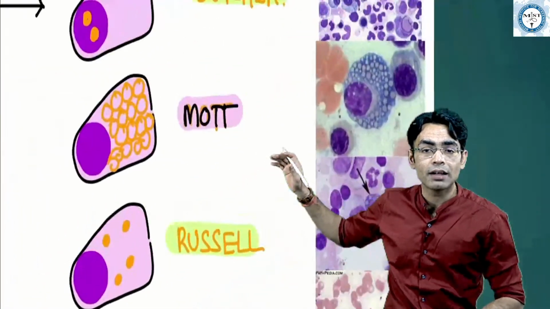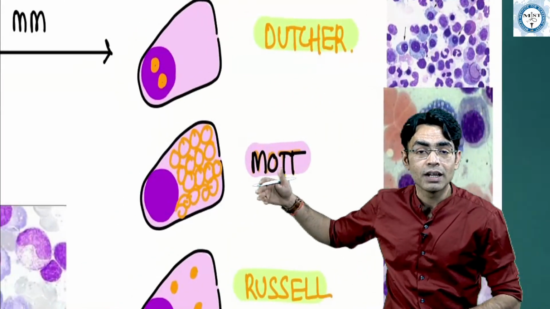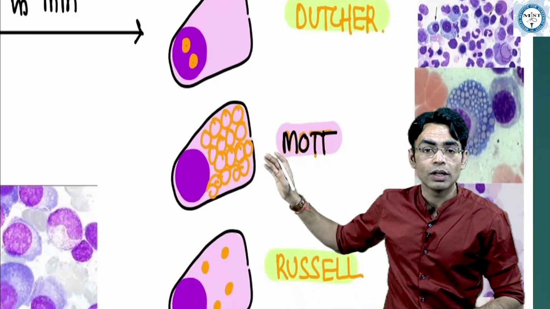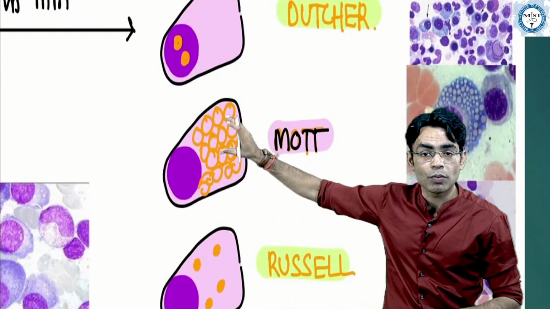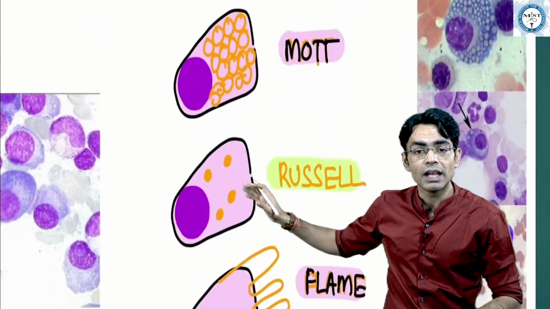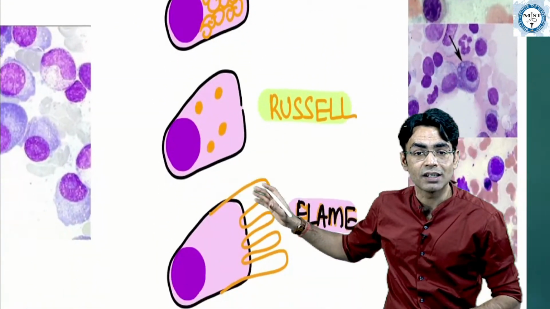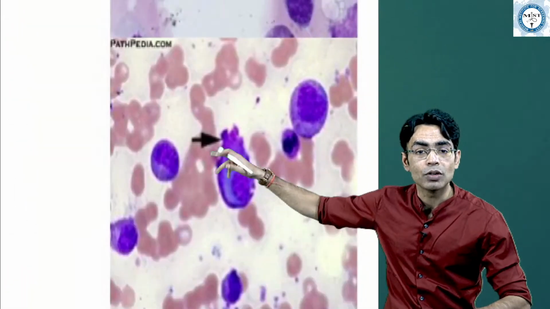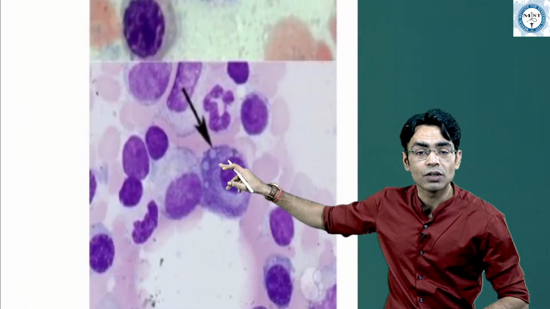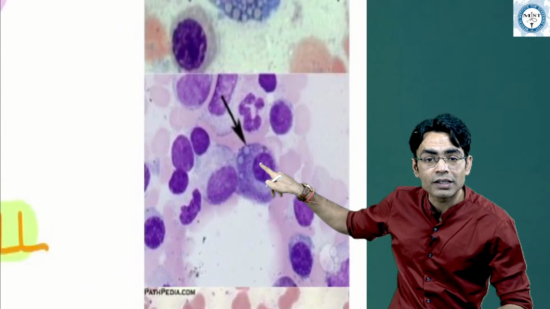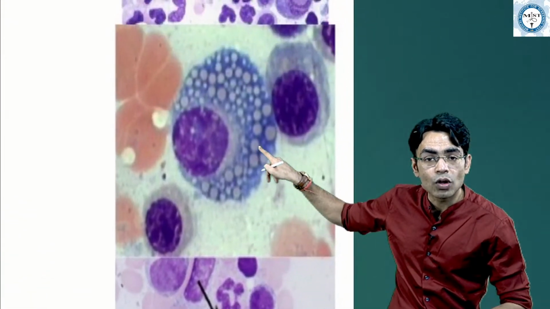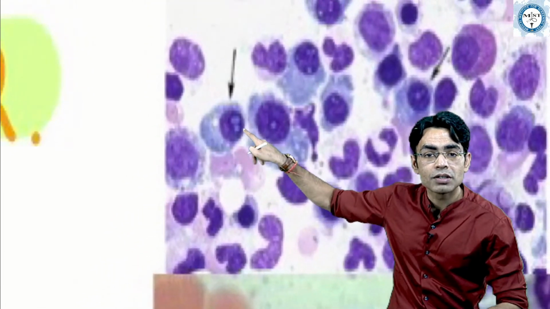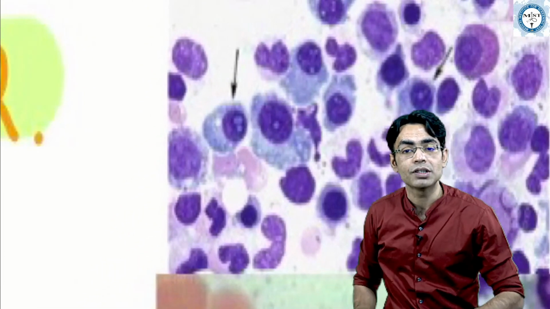Okay, and this M protein which is getting higher, if it is getting deposited in the nucleus, then you call it as Dutcher cell. If it is this kind of an appearance of deposition of M protein, Mott cell. If it is in the cytoplasm, Russell cell. And if the M protein is giving a look like a flame, then these are flame cells. In the cytoplasm you have Russell cell, then this is your Mott cell, and here, if you see this particular image, inside the nucleus you are having deposition, this is your Dutcher cell.